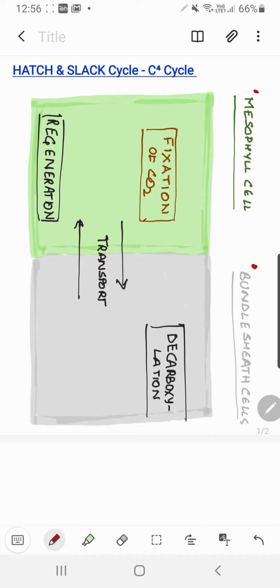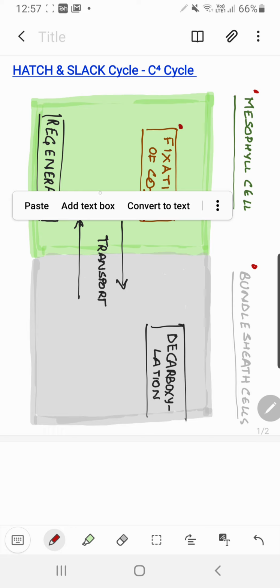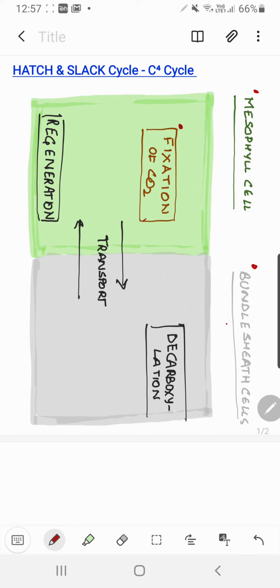But you have to start with certain steps here. Your first step is fixation of CO2. Second step is transport, bidirectional, to and fro. Third step is decarboxylation. And fourth step is regeneration. So take care of these points while explaining things, right?